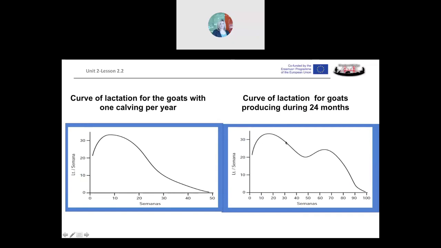we have the drop of the curve, and then we have a bit of recovery, and we have a very strong drop here. So the production is really not good, and this is not good also for the physiology of the animals. So this is not recommended at all for the animals. Even if the farmer doesn't dry the animals, the animal is going to continue producing milk, but this is not a good production standard.